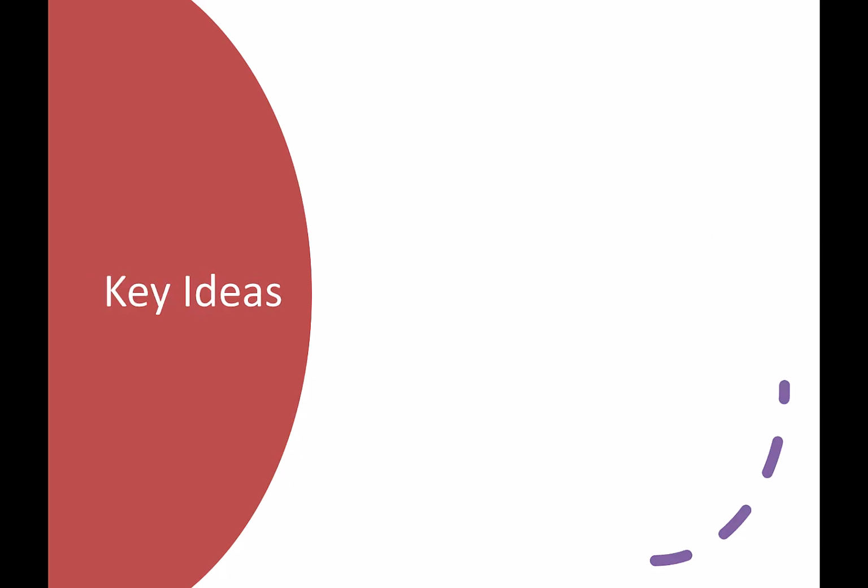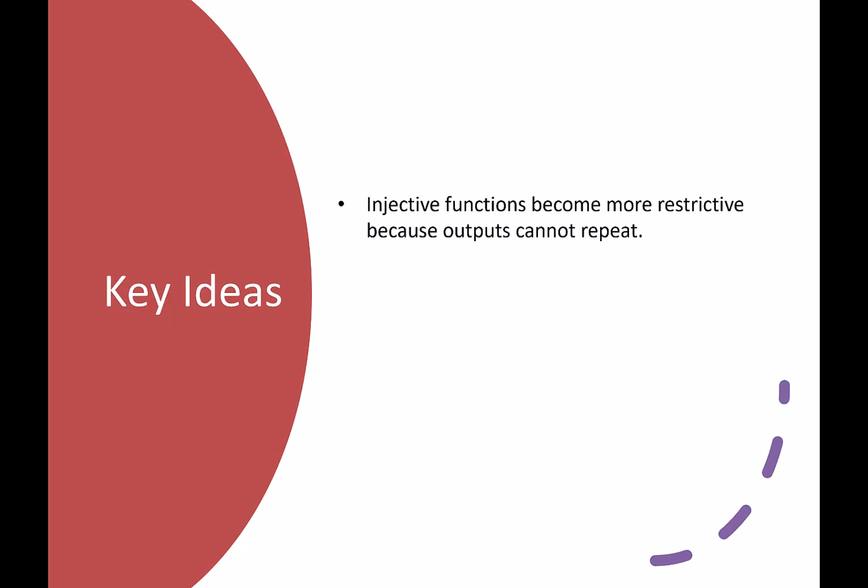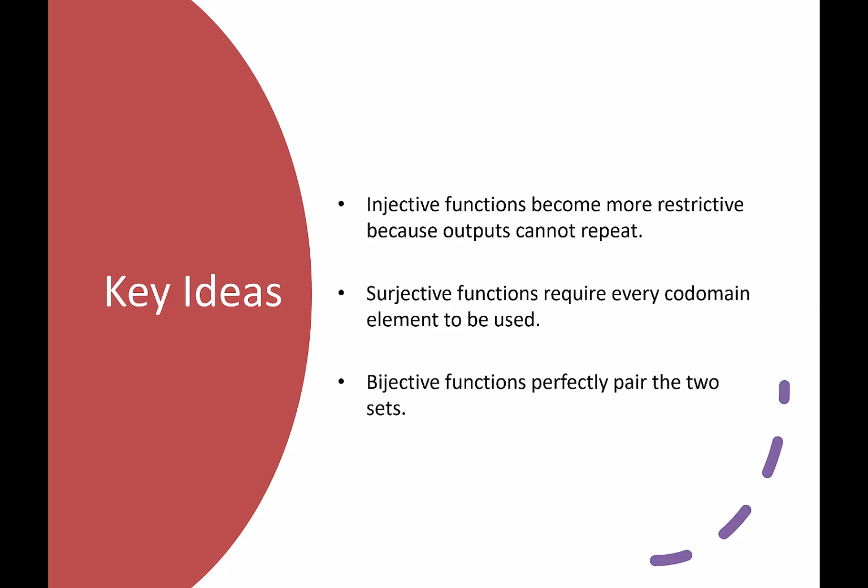As a quick wrap-up, let's talk about a few key ideas. Injective functions become more restrictive because outputs can't be repeated. Surjective functions require every codomain element to be used. Bijective functions perfectly pair the two sets together.